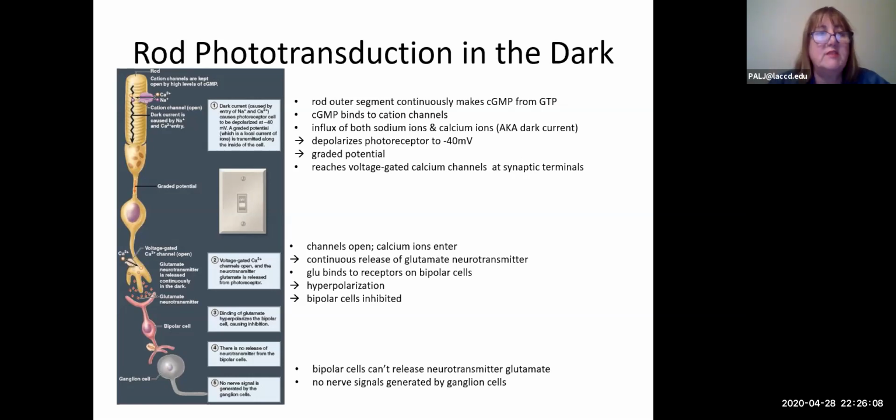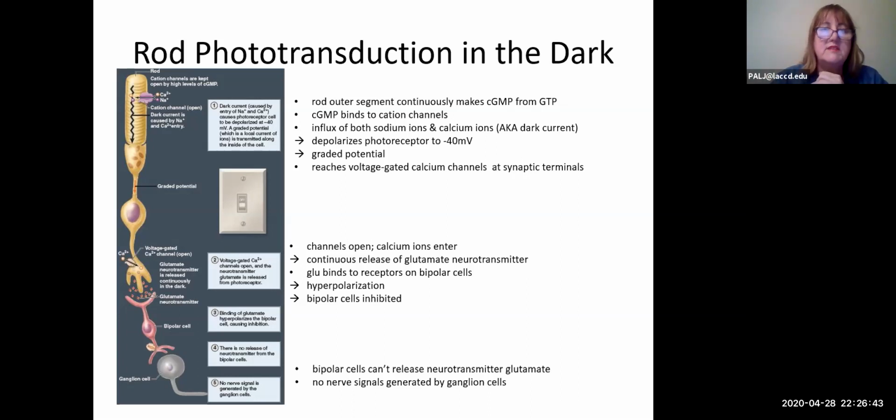Okay, so from where it's really polarized, now it's been depolarized to minus 40, and that's enough to start a graded potential, a local potential, which will then reach voltage gated calcium channels located way down at the other end of the rod. So that graded potential goes from the outer segment to the inner segment through the cell body, all the way down to where the axon terminals and those voltage gated calcium channels are located. Okay, so when that potential reaches there, that's going to cause the calcium channels to open.